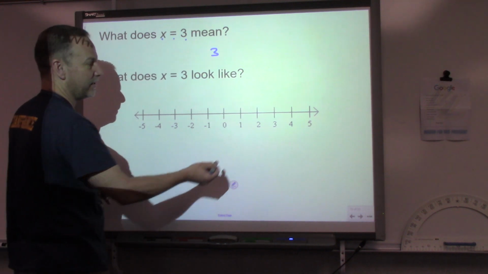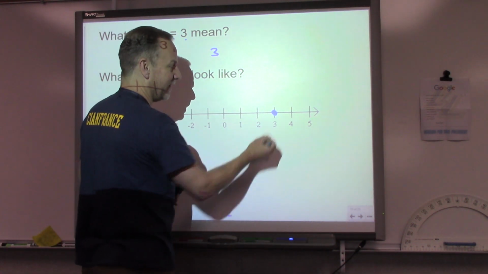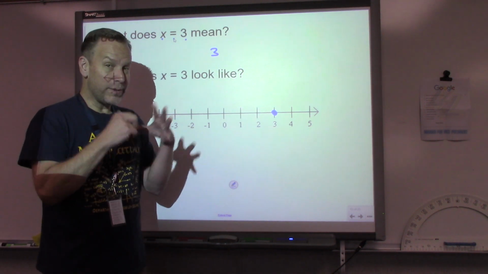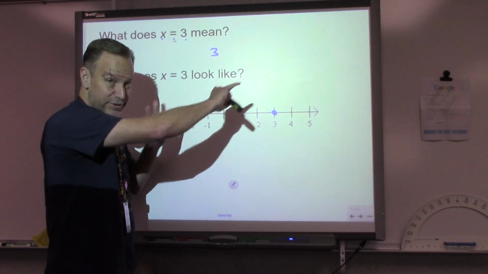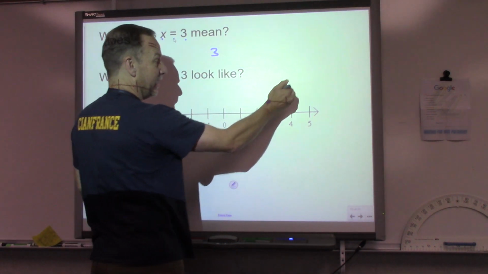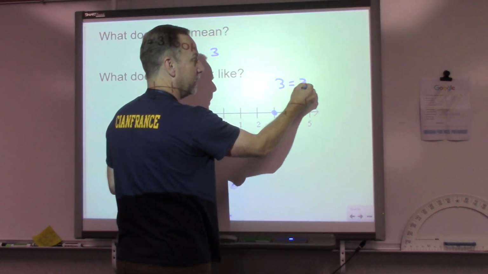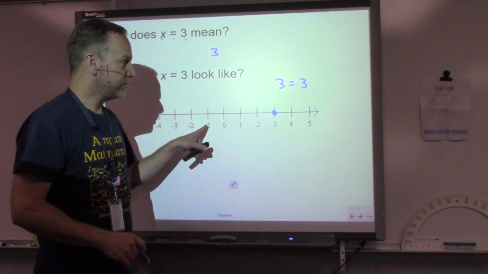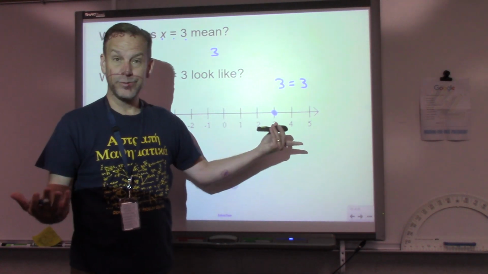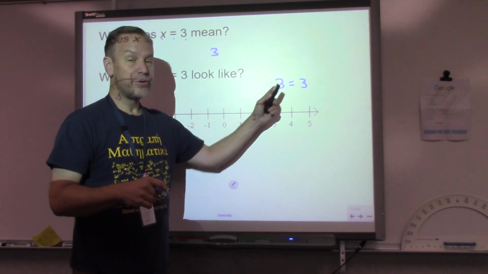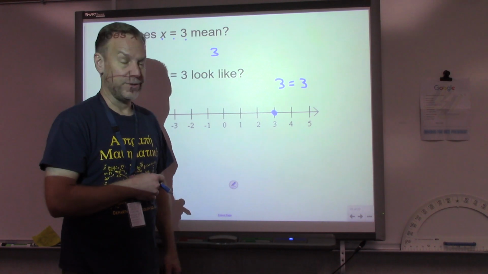What does it look like? Well, it looks like that. Because that dot right there is literally the only place in the entire universe of numbers that makes this true. Because if you plug that in, you get the statement 3 equals 3. If this dot was anywhere else, it would not make a true statement. So for an equation, we're going to get the one true statement for this style of equation.